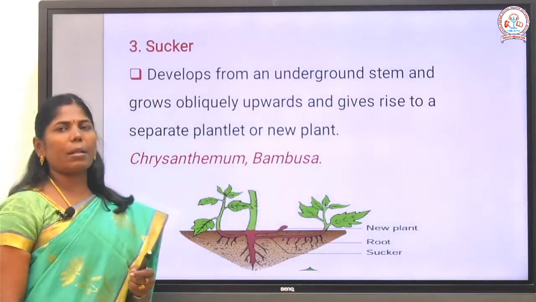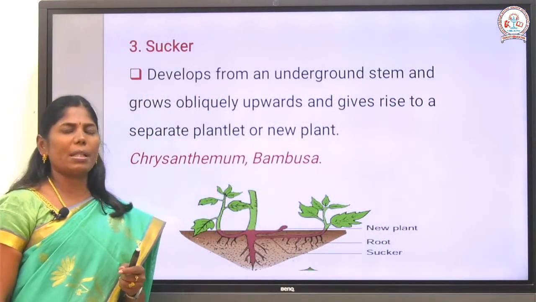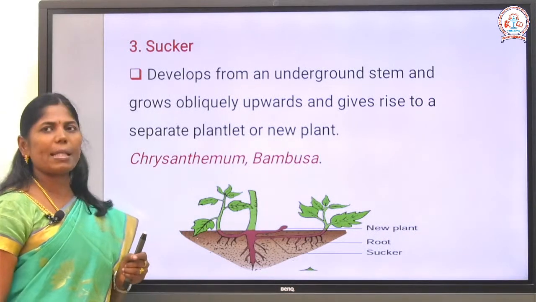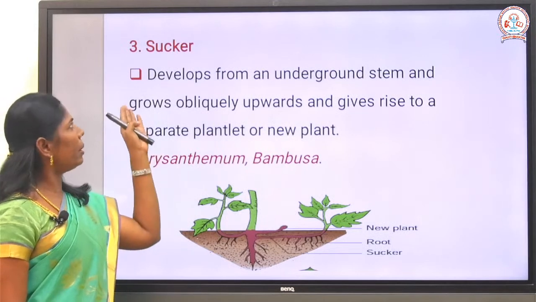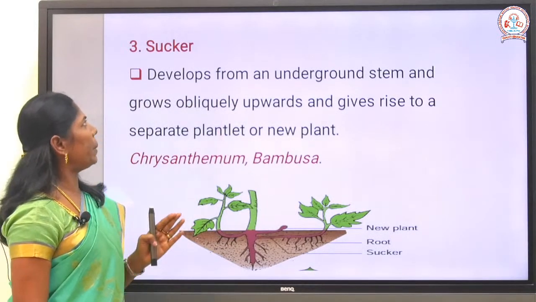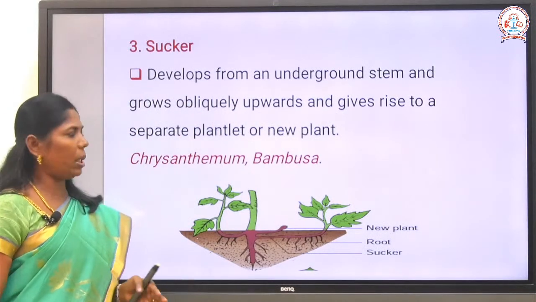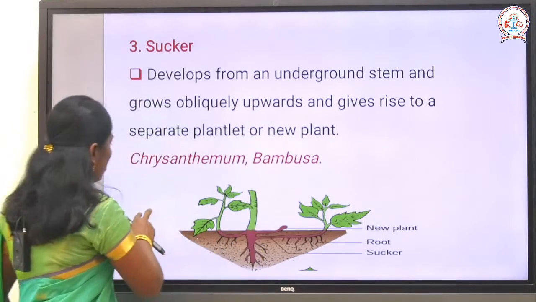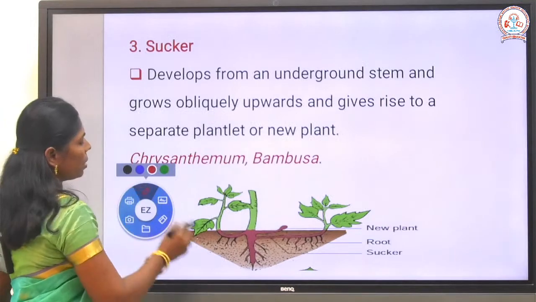The next is the sucker. The sucker is a very common plant characteristic, and the best example is chrysanthemum. Here the roots are developed from the underground stem, and this is your root region.